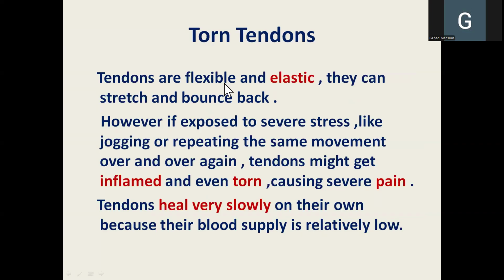So tendons are supposed to be flexible and elastic. I might ask you why. Tendons are flexible and elastic because they are rich in collagen, which is an elastic protein molecule. I might also ask you about the importance of the tendons being flexible and elastic. When the tendons are flexible and elastic, this helps them to be stretched without being torn, and also helps them to bounce back after being stretched to the original position and their original length.